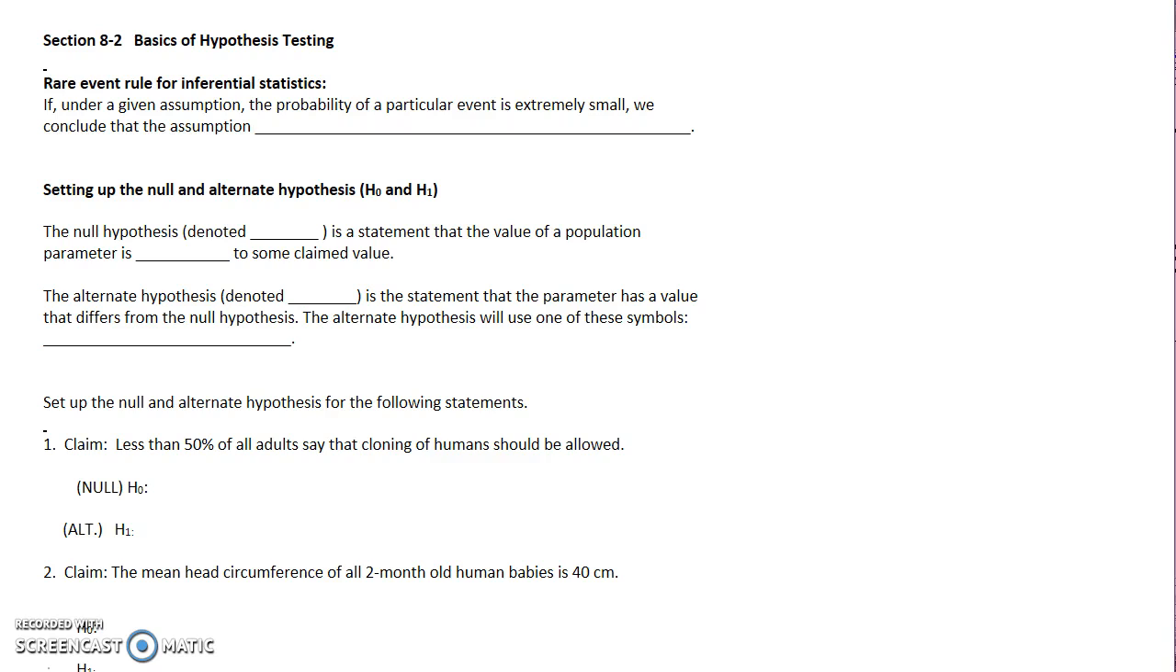We're going to walk through the process in this first video, just getting a feel for how we're going to structure a hypothesis test, and then later we'll take a look at calculating hypothesis tests for one population means and proportions. So to get started, one of the first things we want to talk about is the rare event rule for statistics. It says if under a given assumption the probability of a particular event is extremely small, we conclude that assumption was false.